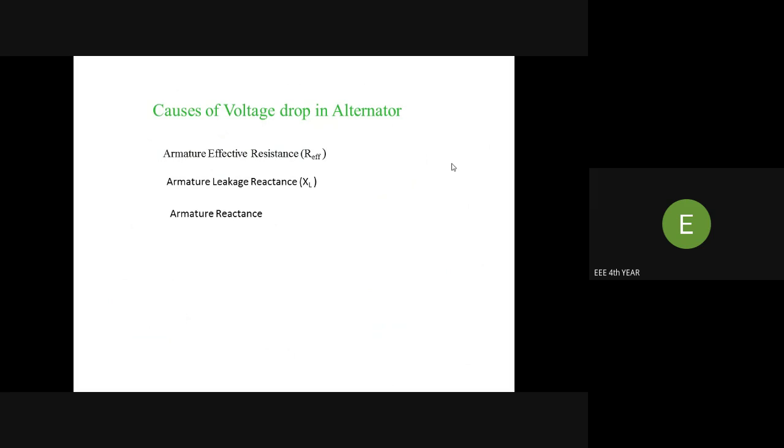Next, one of the 2 mark questions. What are the causes of voltage drop in an alternator? There are 3 causes. Armature effective resistance: due to the armature effective resistance, some voltage drop occurs in the alternator. Also armature leakage reactance, and due to the armature reactance also a voltage drop is there.